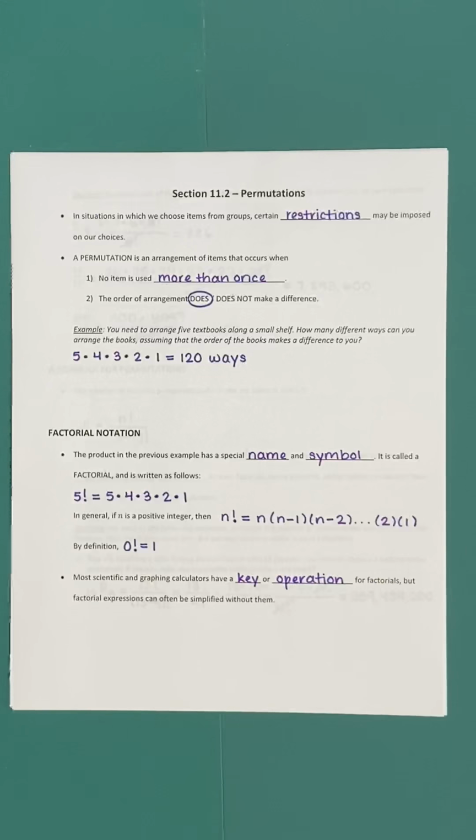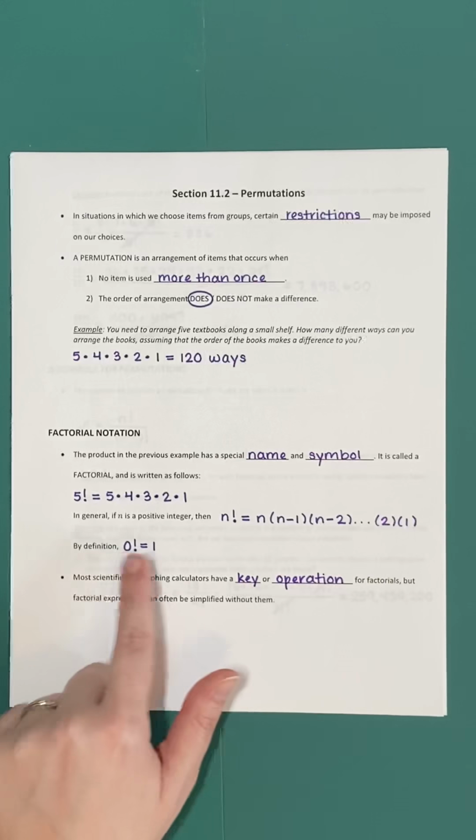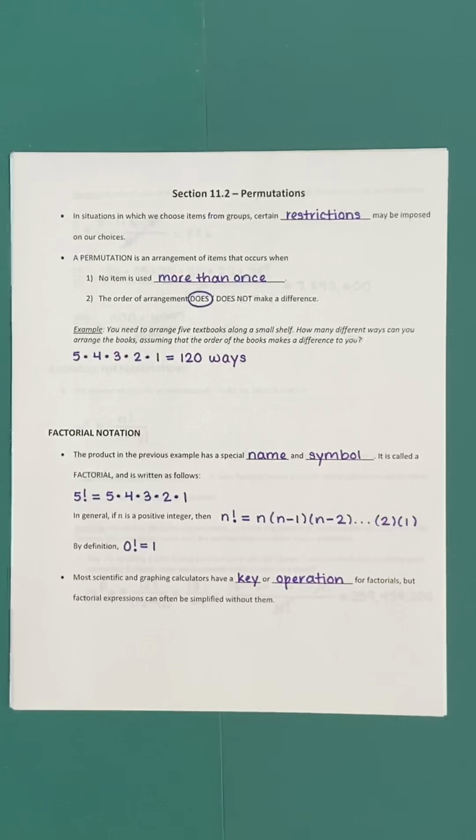So regardless of how big n is, that sequence is going to look the same. We're going to start at n, multiply the next lowest integer, then the next lowest integer, all the way down until we multiply by 1. Now, by definition, 0 factorial is going to be 1. We don't really have a way of describing that other than just saying that's a definition, and it's going to allow us to deal with some special cases that we may run into.